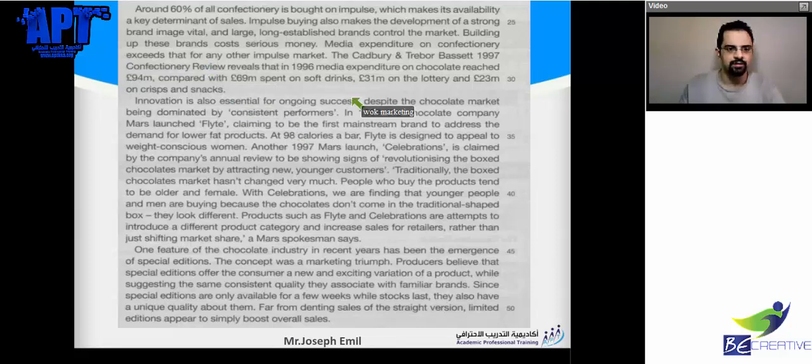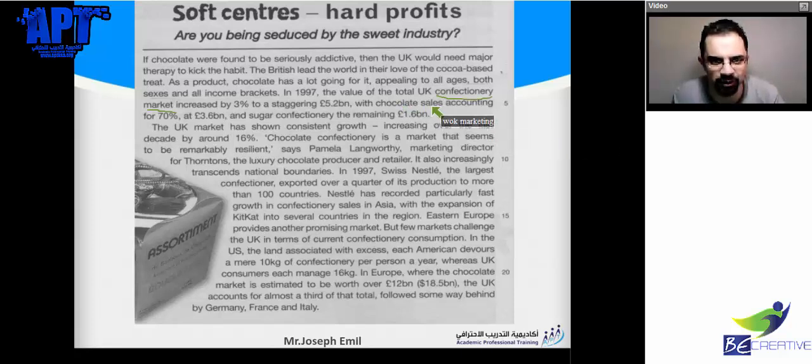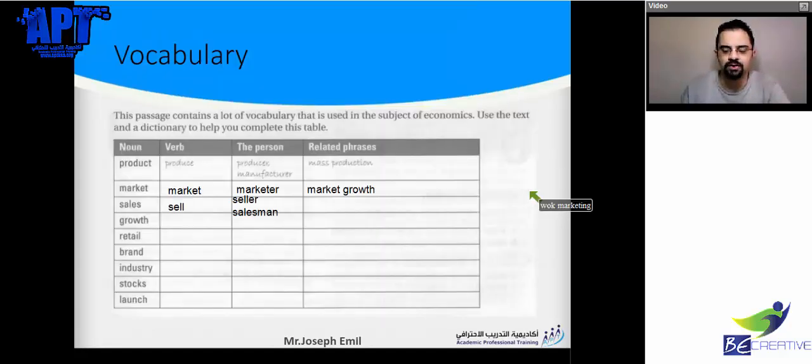All right? Related phrases, maybe, let's see here. What are some of the phrases that can have sales in them? They are definitely included in the market sales, chocolate sales here. Confectionery sales as well. So maybe we are talking about the sales of certain items. So here it is. Let's just skip these related phrases and just write the verbs here.